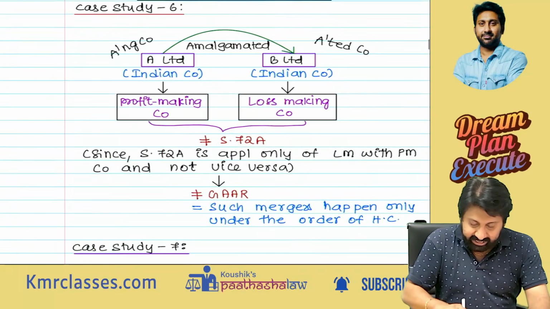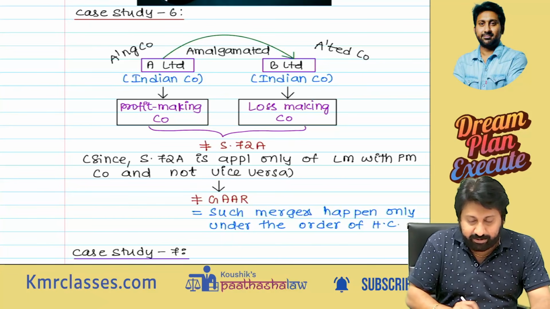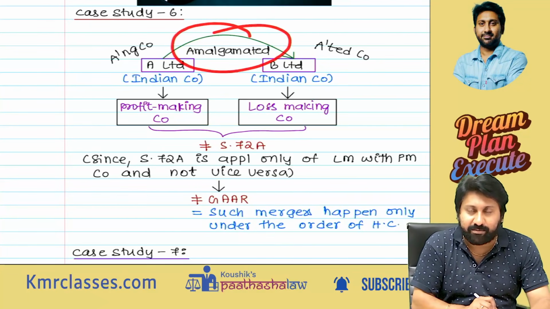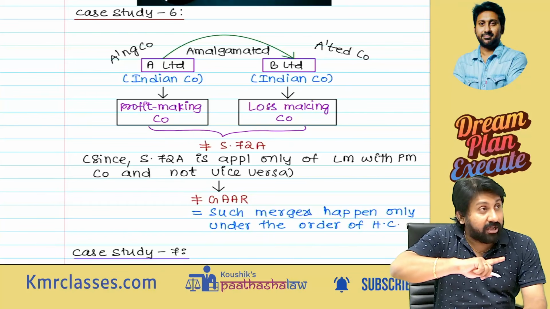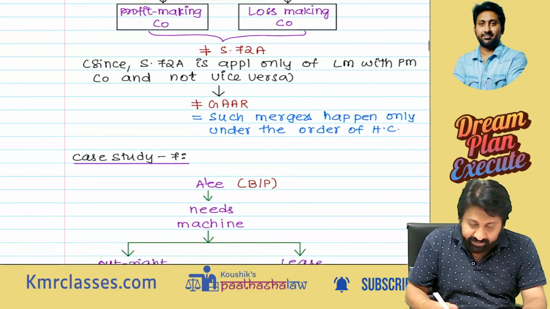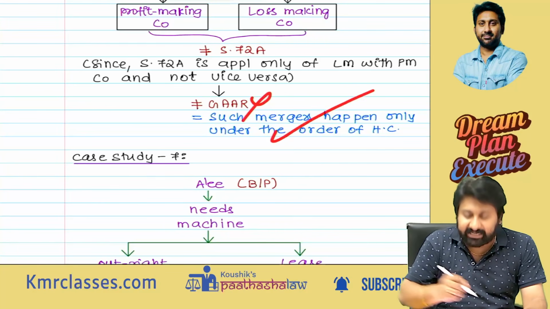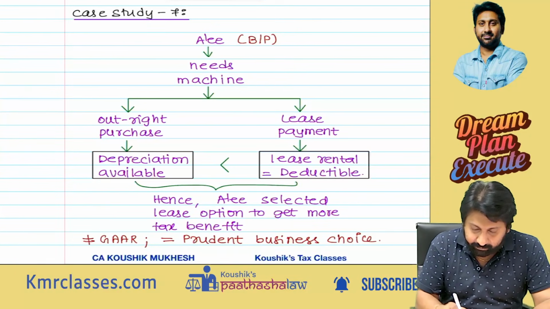Next. A Limited, the amalgamating company, and B Limited, the amalgamated company, both are Indian companies going for amalgamation. Perfect. Now, profit to loss happened. Now, a loss-making company is acquiring a profit-making company. In this case, there is no GAAR. Such mergers happen only on the basis of a High Court order. Next, case study number 7.